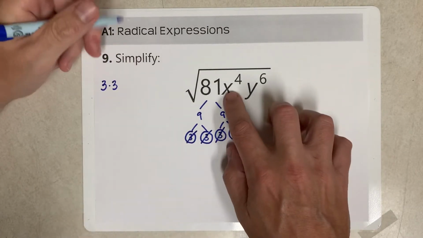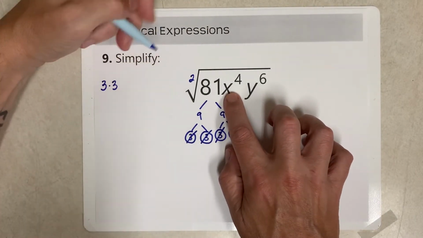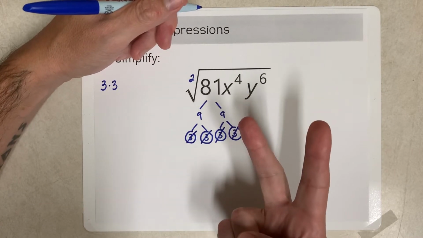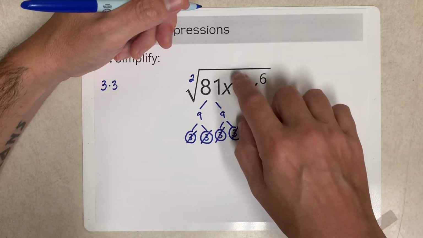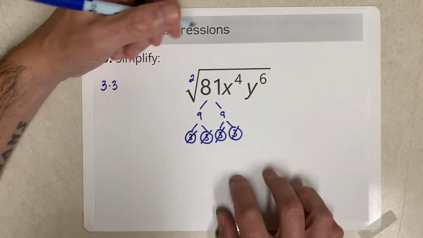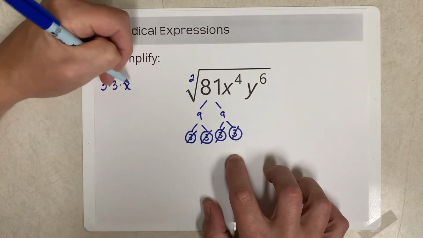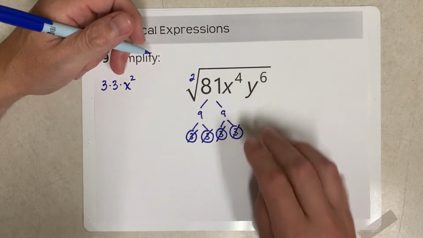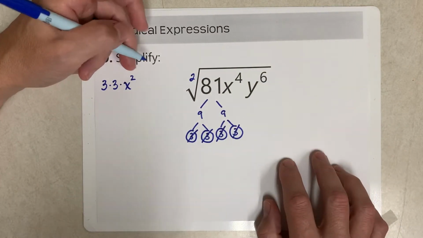Okay, let's look at the x's. I have an index of 2. So how many groups of 2 can I take out of 4? Well, that would be 2 groups. Or you could do this: 4 divided by 2 is 2. So I can take a pair of x's out for an x squared. 6 divided by 2 is 3. I can take 3 groups out of the y's.